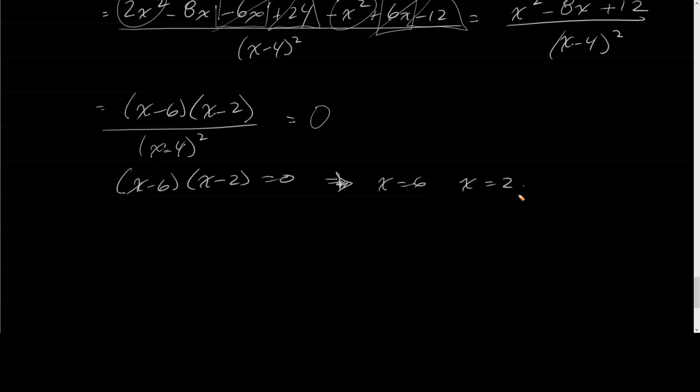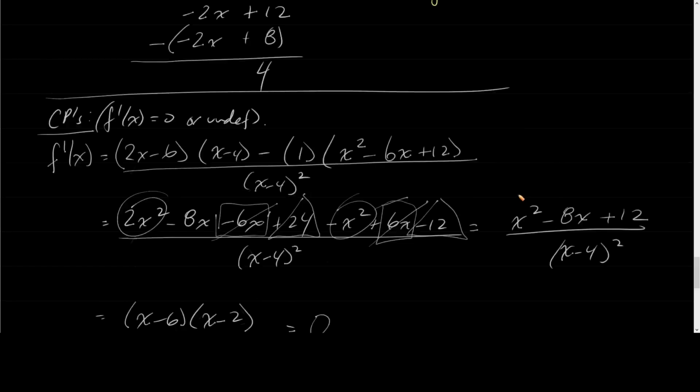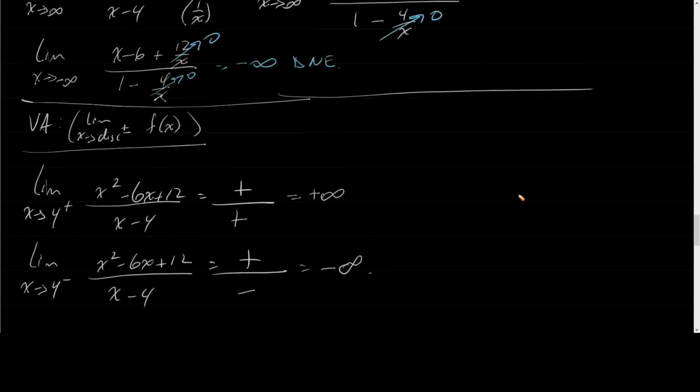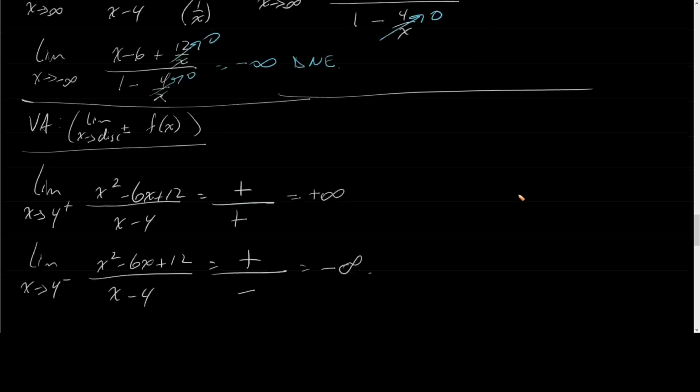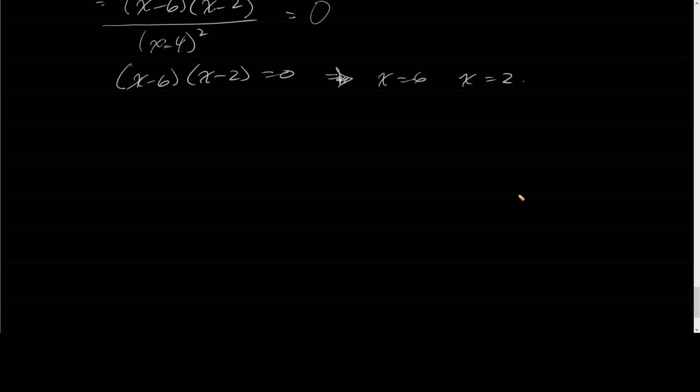All right, so now to figure out where these points are, because these are just critical values, we need to plug them into the original function of x squared minus 6x plus 12 over x minus 4. You should verify that this is what you get. I'm going to leave the calculation out here. So when we plug in 6, you are going to get a 6 as your final answer. And when I plug in 2 into the function, you're going to get negative 2. And again, we're plugging into f of x.